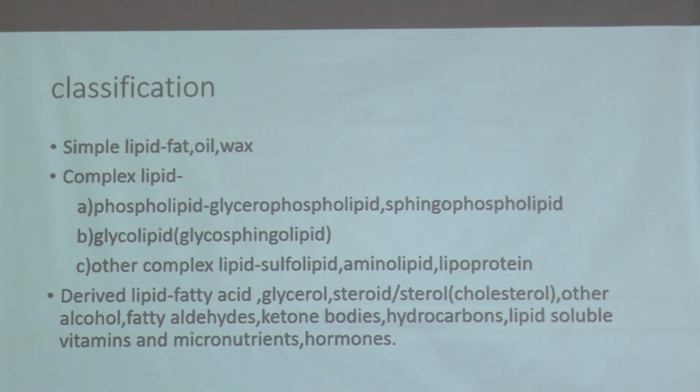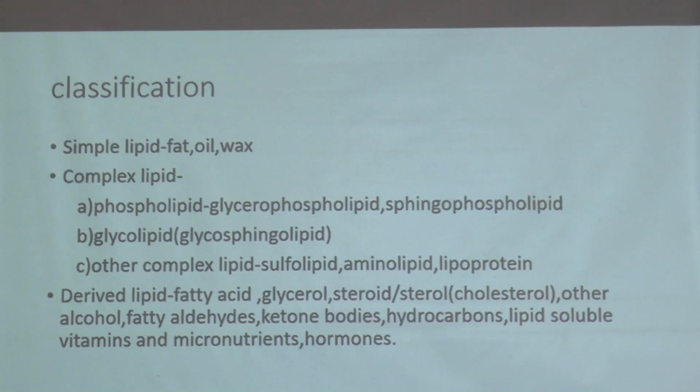In glycerophospholipid, the alcohol is glycerol. In sphingophospholipid, the alcohol is sphingosine. So there is a difference in the alcohol. Glycerophospholipid has glycerol, sphingophospholipid has sphingosine, an amino alcohol. Glycolipid can also be called glycosphingolipid. Here lipid is there, sphingosine is there and a carbohydrate group is there. So that is glycosphingolipid or glycolipid.